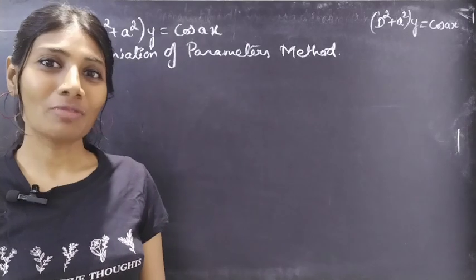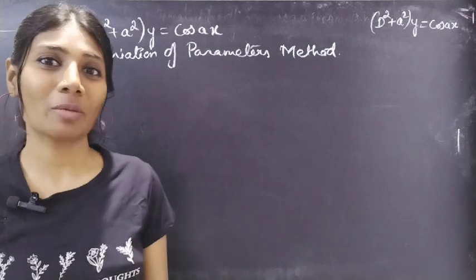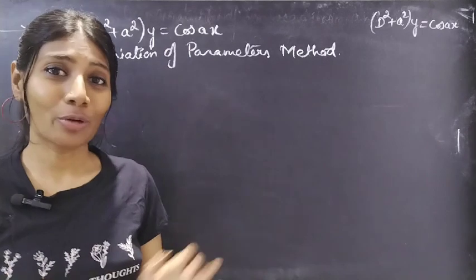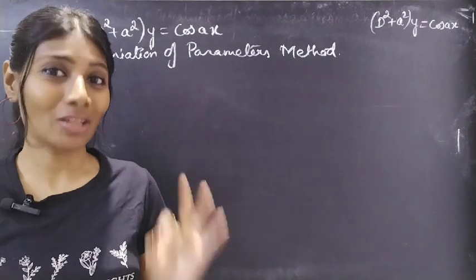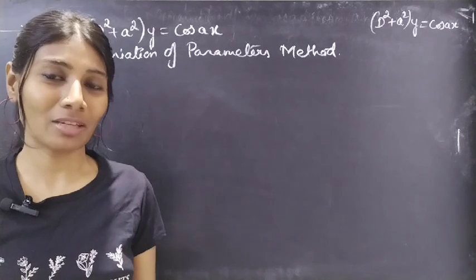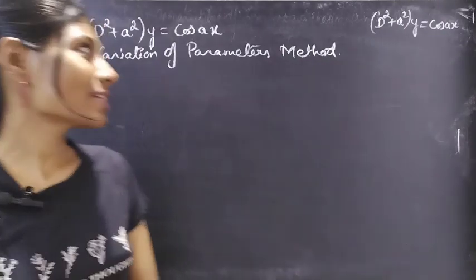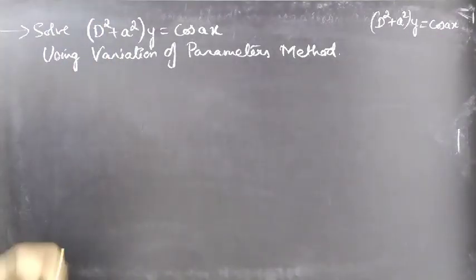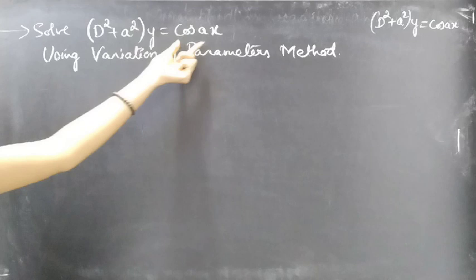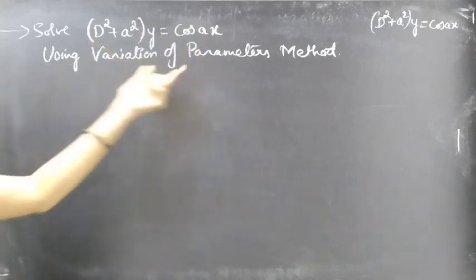In this video, we are going to solve a differential equation using variation of parameters. We are going to solve the given differential equation in three ways using the variation of parameters method, in three different parts. So let's get going. Problem: solve (D squared plus a squared) y equal to cos ax using variation of parameters method.